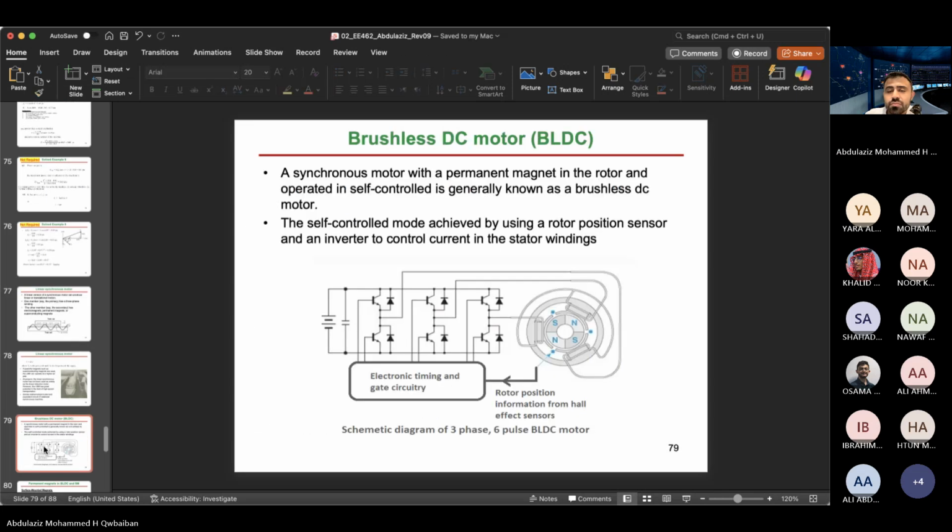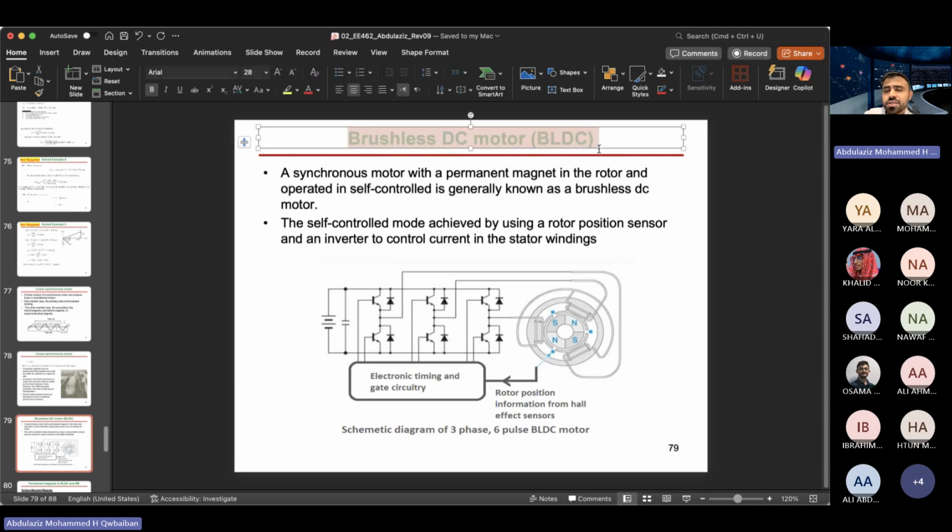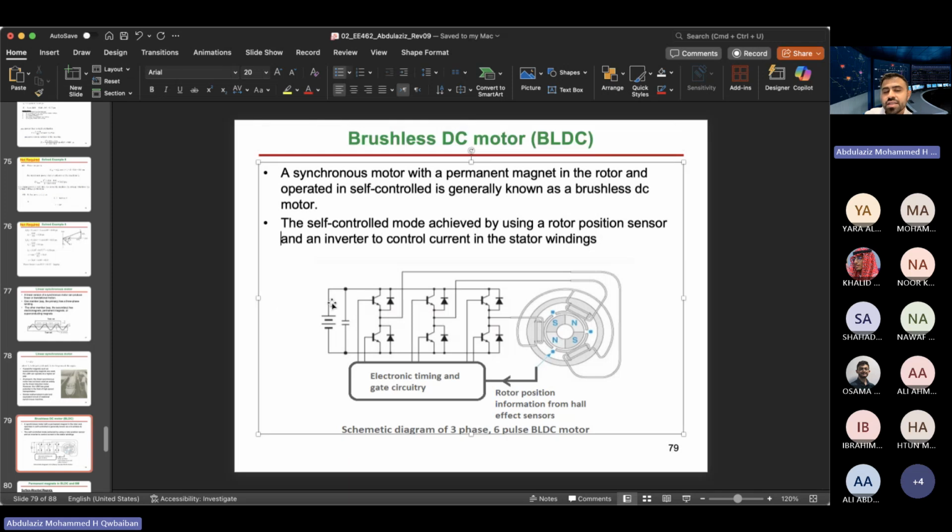The other type of machine is the brushless DC motor. This is a tricky one. Brushless DC machines are used even for small applications. People think it's a DC motor, but in reality, it's not a DC motor. It's an AC source plus an inverter. What's the output of the inverter? AC. So this is like cheating.